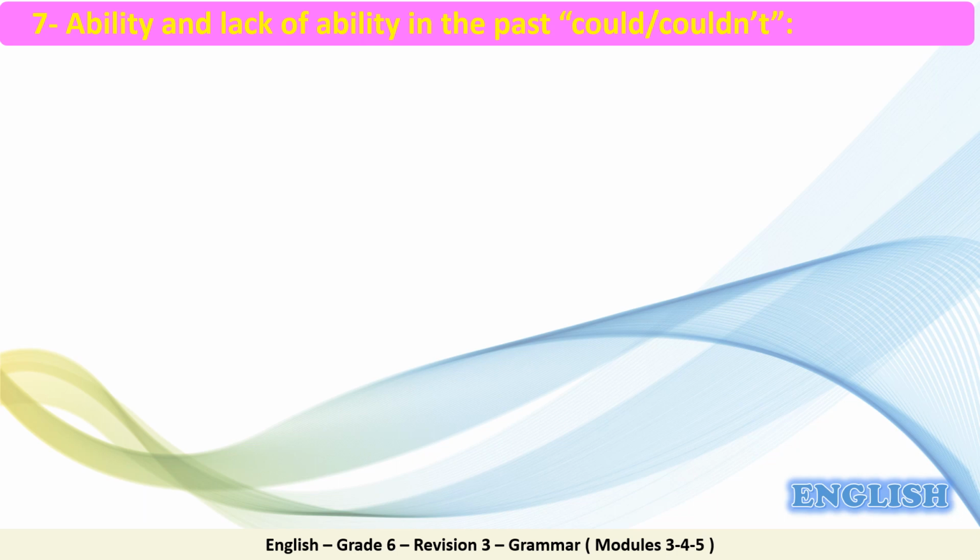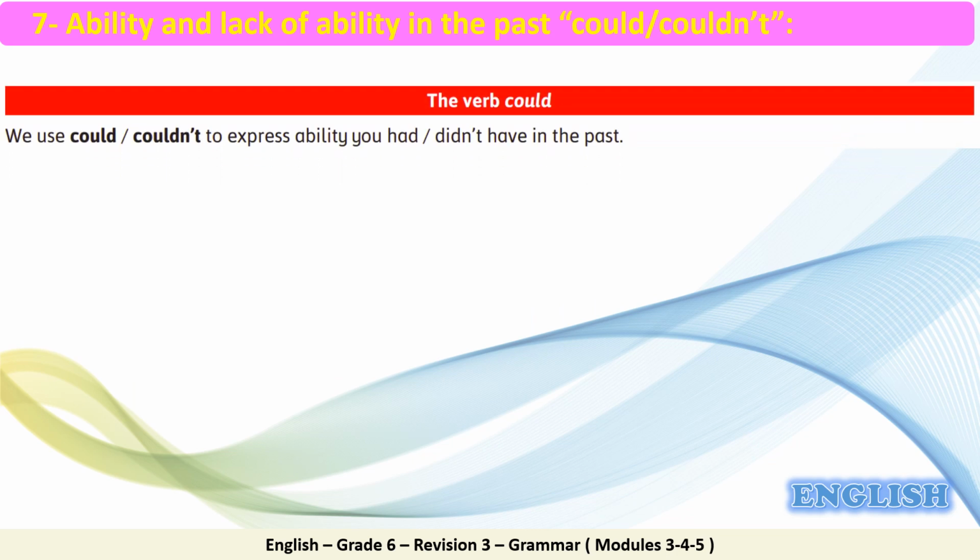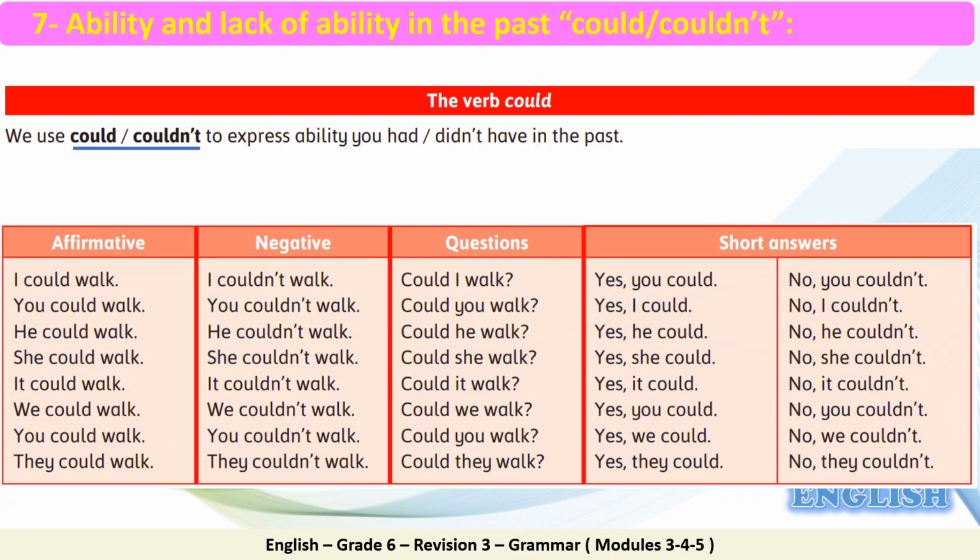Point number 7 for today is ability and lack of ability in the past using could or couldn't. The verb could. We use could or couldn't to express ability you had or you didn't have in the past. Let's have this set of examples. We have the affirmative. For example, I could walk. The negative, I couldn't walk. We have simply added a not to modal could.